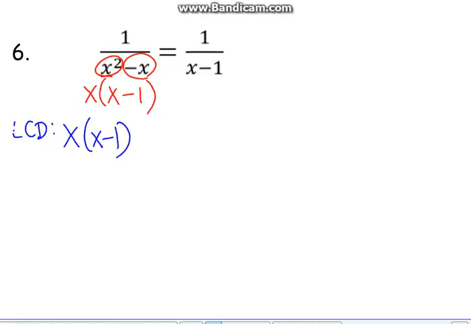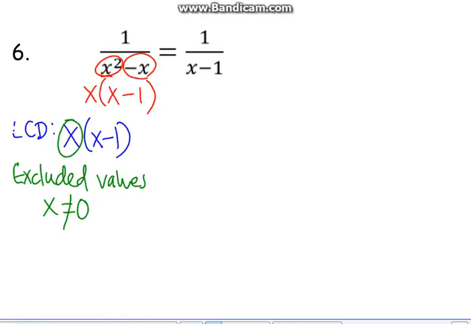What can I plug in for x that's going to make my LCD 0? Well, with this first one, we know that x cannot equal 0. And then what can I plug in for this x? 1 minus 1 will give me 0, so x cannot equal 1. Both of those are my excluded values. So if either of those show up, I'm in trouble, and I'm not going to be able to use the solution I found as a solution.